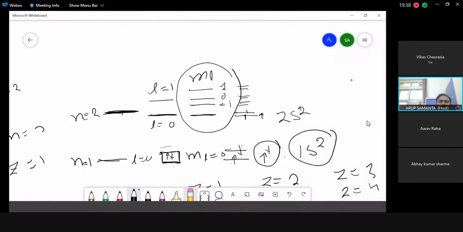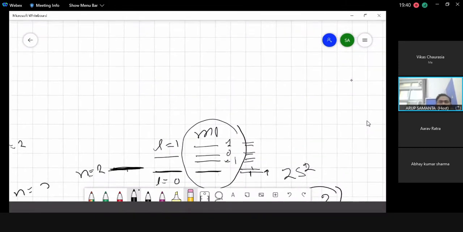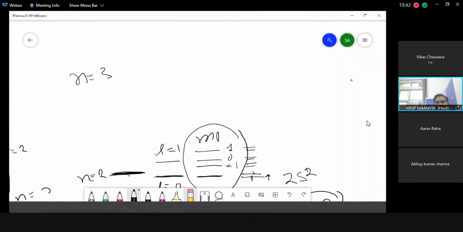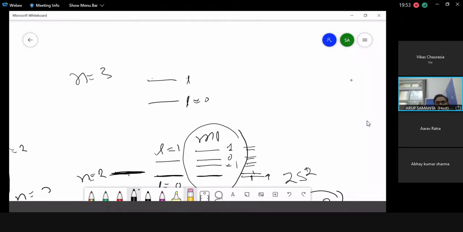From here you can go to n equal to 3. You can energetically check n equal to 3. You have this level. So n equal to 3 means you have to discretize the L value: L is 0, then L equal to 1, then L equal to 2.